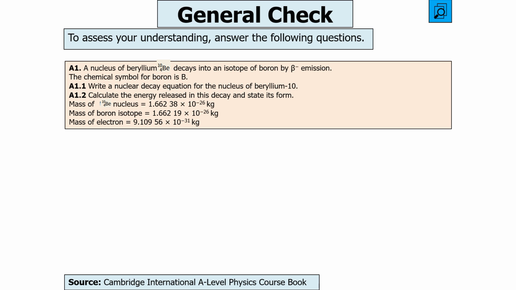The next question says a nucleus of beryllium decays into an isotope of boron by beta minus emission. The chemical symbol for boron is B. Write a nuclear decay equation for the nucleus of beryllium-10 and then calculate the energy released in this decay and state its form. So pause the video now, then unpause the video when you want to go through your answer.